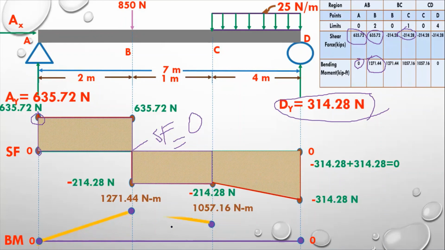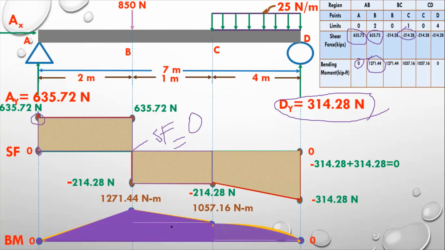Then again we have an inclined line because we have a straight line between the region BC for the shear force. Now we are moving towards C to D, and from C to D we have an inclined line in the shear force. So it must be a parabolic curve in the bending moment. So it will be a curve. You can see now we have to shade it. We have to color the region, whatever comes in the bending moment. And you can see we get the maximum bending moment. This one, I am going to circle it in the purple color, and this is the maximum bending moment.